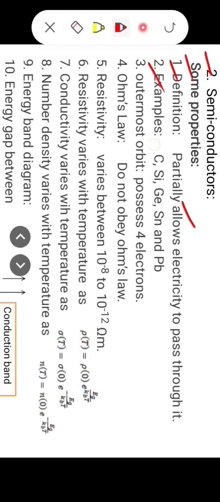Examples are carbon, silicon, germanium, stannous and plumbum, the fourth group elements of the periodic table. Third, the outermost orbit possesses 4 electrons. Fourth, Ohm's law: semiconductors do not obey Ohm's law. Resistivity varies between 10 raised to power minus 8 to 10 raised to power minus 12 ohm meter.